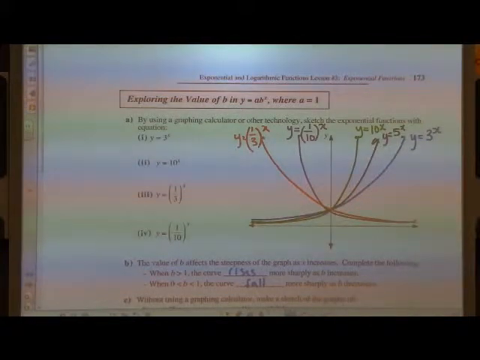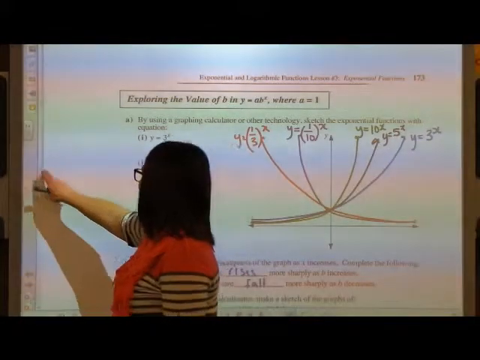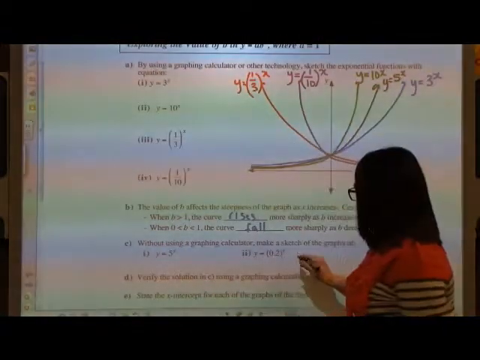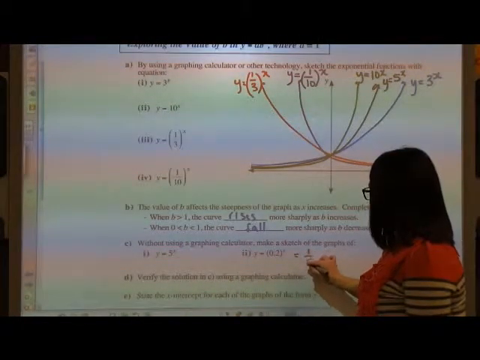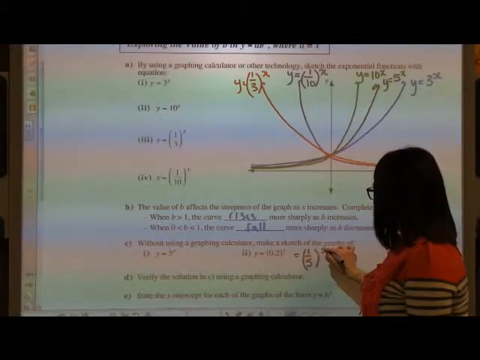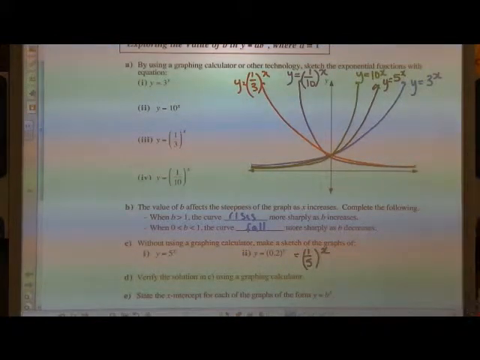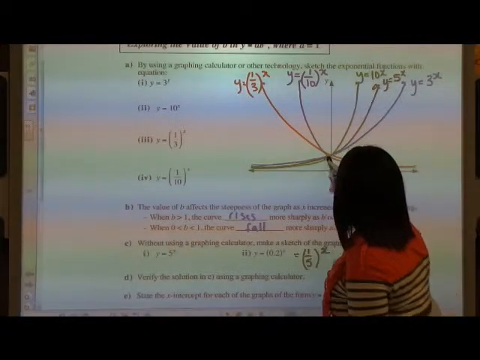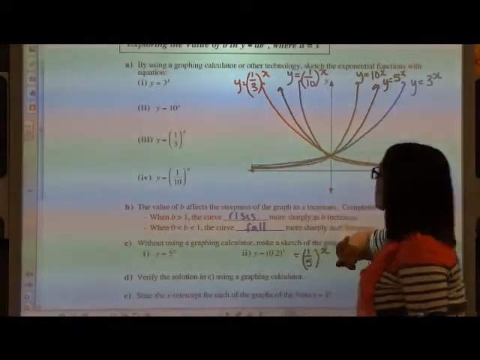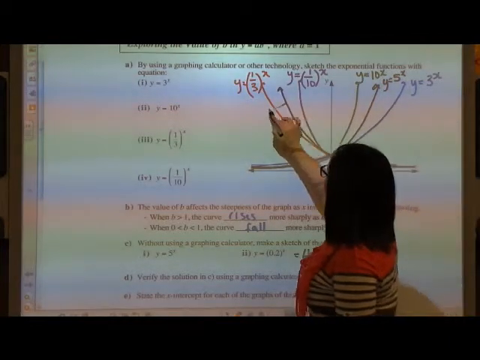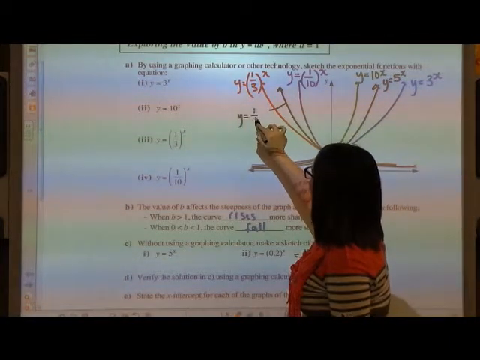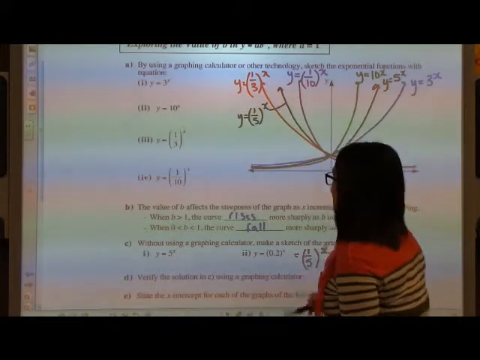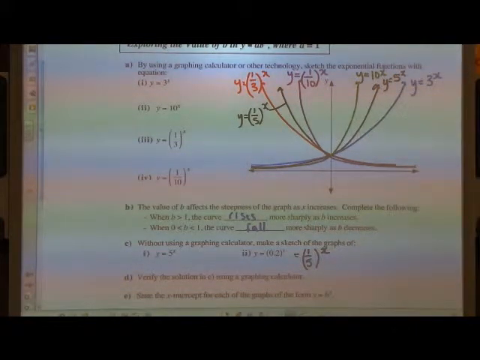And then y equals 0.2 to the power of x. If I change that to a fraction, 0.2 or 2/10 is 1/5. So 1/5 to the power of x is going to be between my 1/3 and my 1/10. So this is y equals 1/5 to the power of x. And then you can double check this using your graphing calculator.